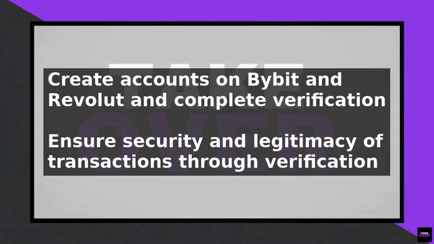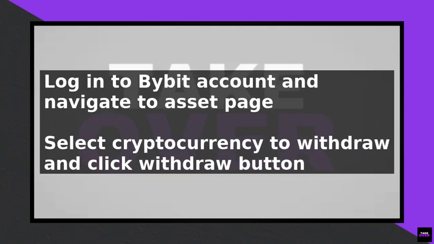Once you have your accounts set up, log into your Bybit account and navigate to the asset page. Here, you will see a list of all the cryptocurrencies you hold on the platform. Select the cryptocurrency you want to withdraw and click on the Withdraw button.